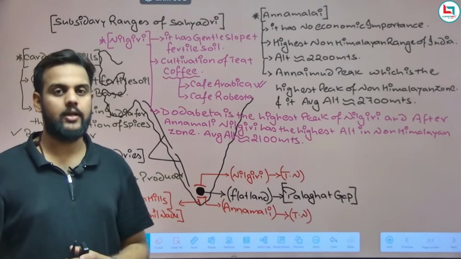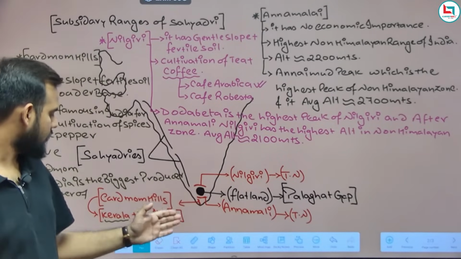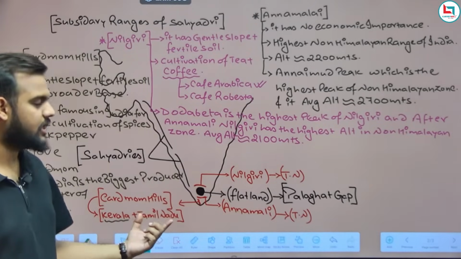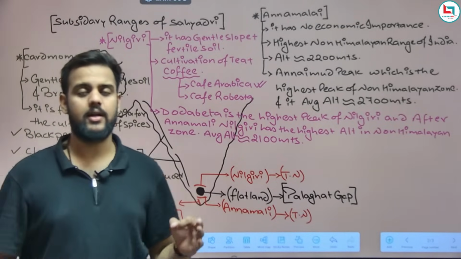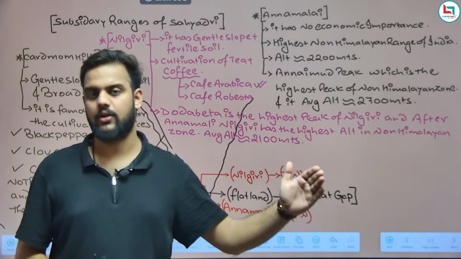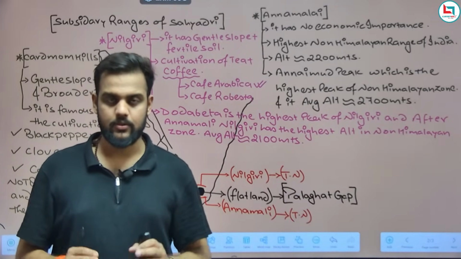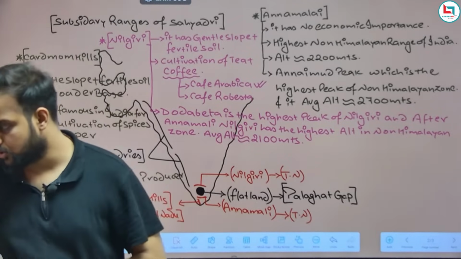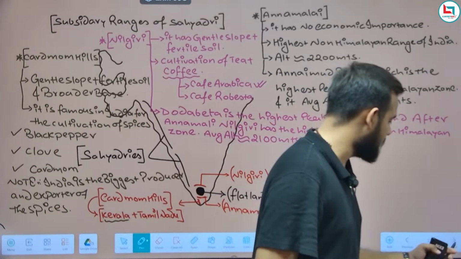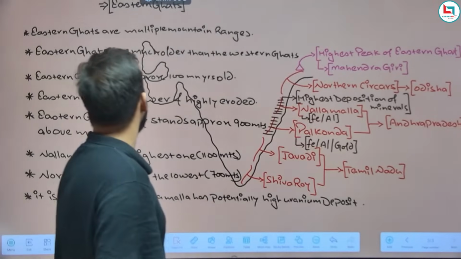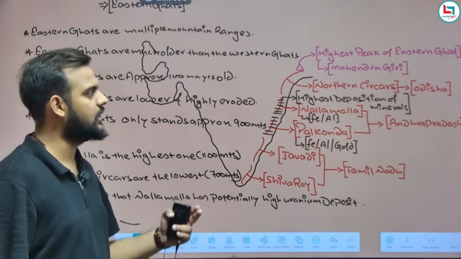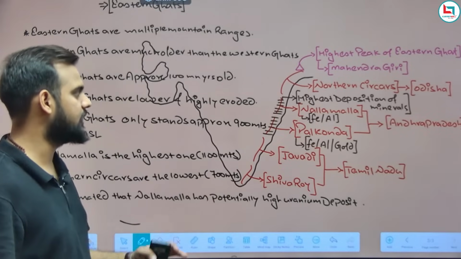After this particular Palaghat Gap, we have the Cardamom Hills, which is present on the border of Kerala and Tamil Nadu. And remember, Cardamom Hills are majorly present in the state of Kerala. Okay, so these are the things that we should know about the Cardamom Hills. Now, guys, after this particular thing, we had talked about the Eastern Ghat. Eastern Ghats are present in the state of Odisha, Andhra Pradesh, and Tamil Nadu.